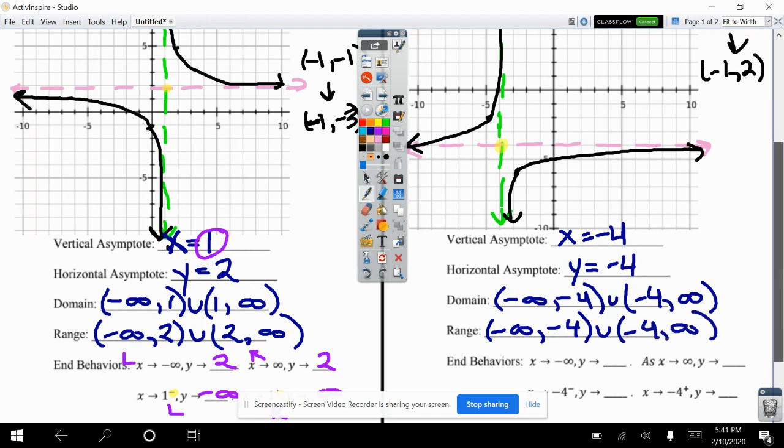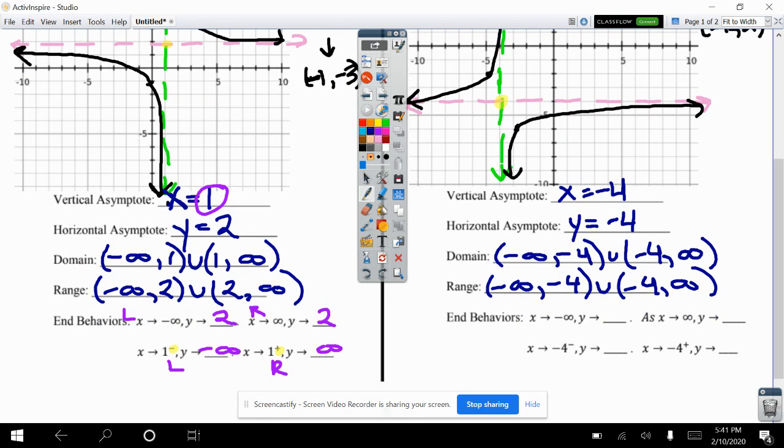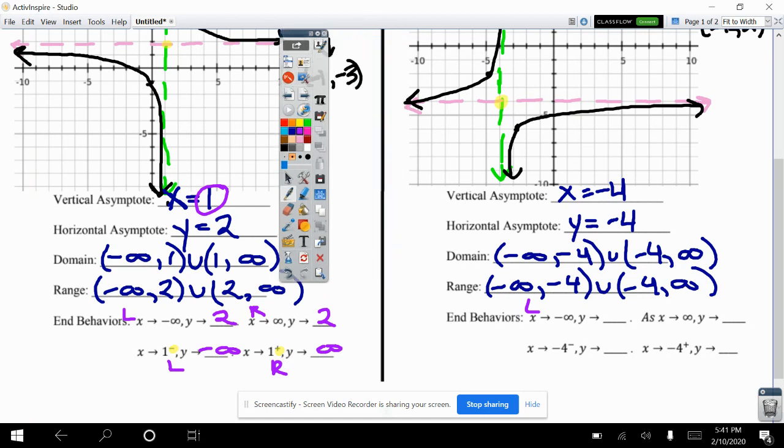My end behaviors: as x goes to -infinity, which is telling me the left, on the left side of my graph, my graph is getting very, very close to the pink line, which is at -4. Same thing on the right, it's getting very, very close to -4. Now, as x goes to -4 from the left, remember the minus sign tells you from the left, the plus sign tells you from the right.